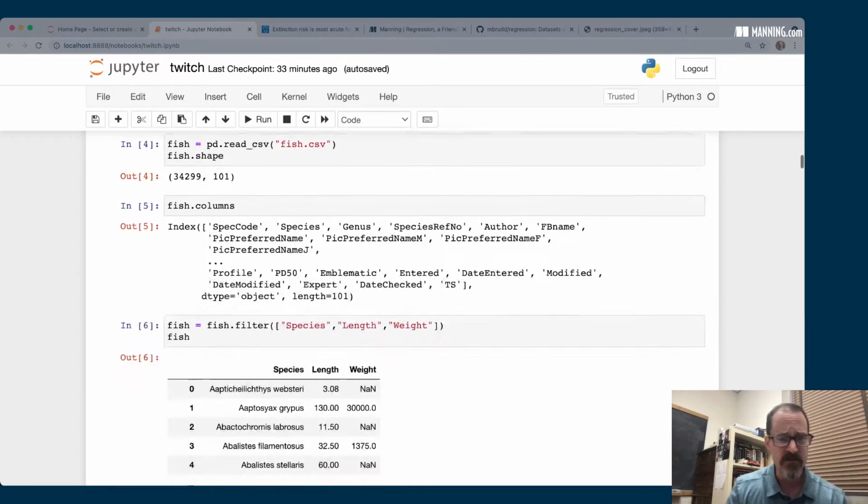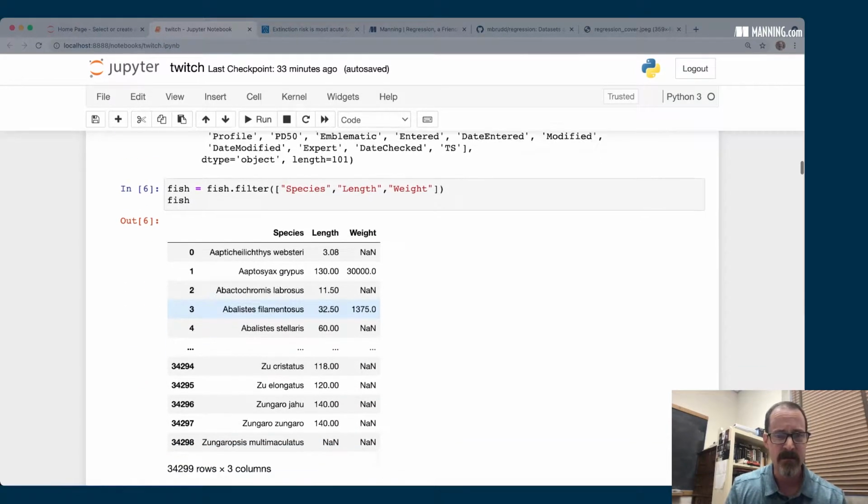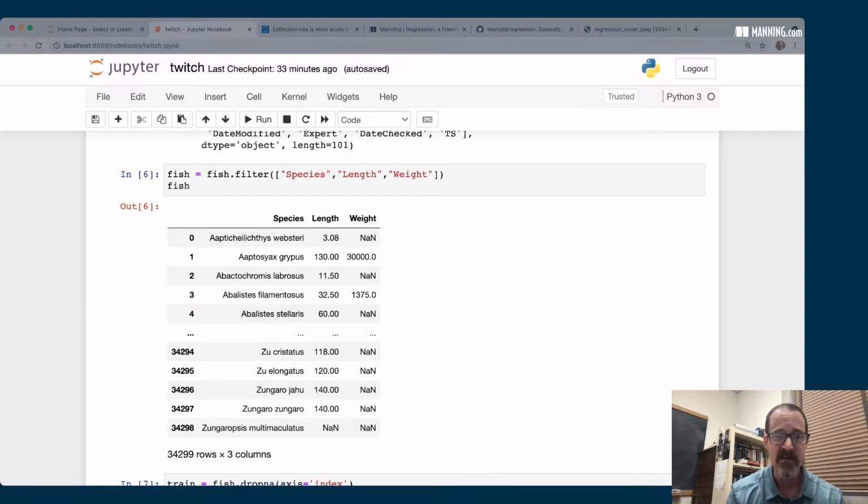All right, if we scroll down here, you'll see the first few fish, and you'll already notice that a lot of the weights are missing. These missing elements, we've got to deal with that. The goal here is to estimate extinction risk for cartilaginous fish based on their weights. So we need these weights.